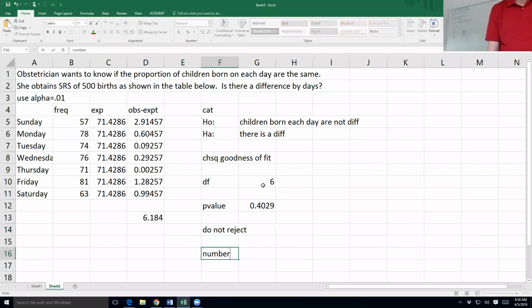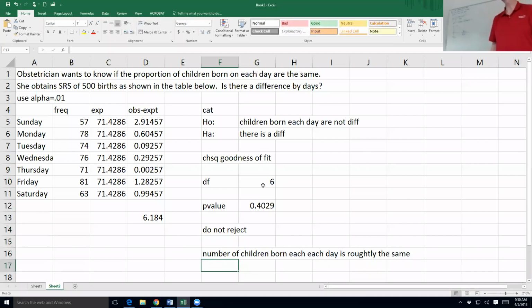And your conclusion is the number of children born each day is roughly the same. Okay, now if there was a difference, what would you say the difference was? That's your biggest number. Okay, you expected 71, but only 57 were born on Sunday.